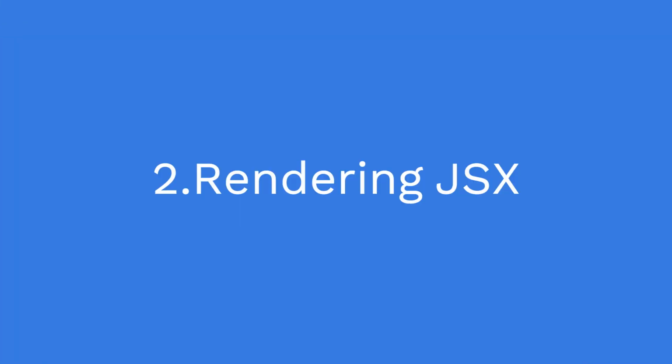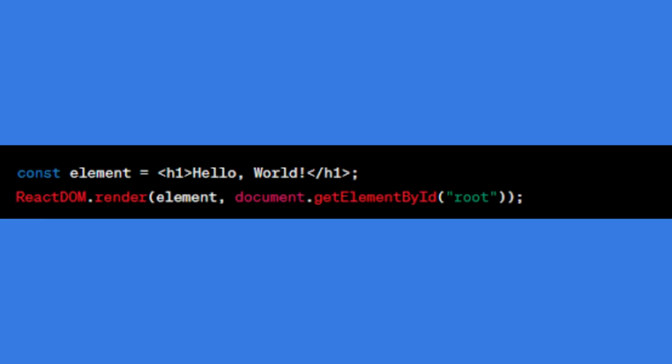element. 2. Rendering JSX. To render JSX elements, you typically use the ReactDOM.render method provided by React. This method renders a JSX element into the DOM. You need to specify the root element where your JSX content should be rendered. In this code, the JSX element, <h1>Hello, world!</h1>, is rendered into the HTML element with the ID root.